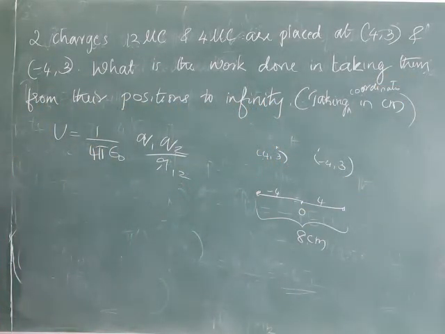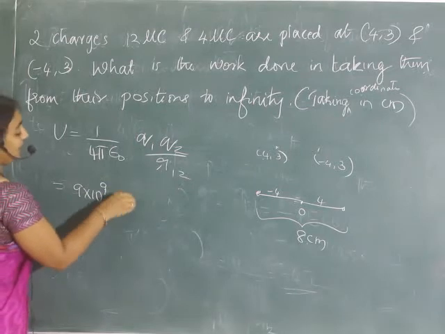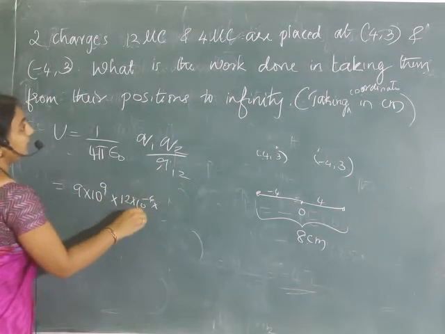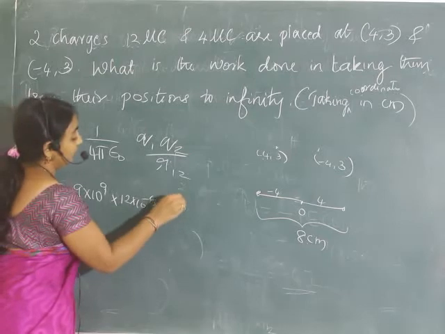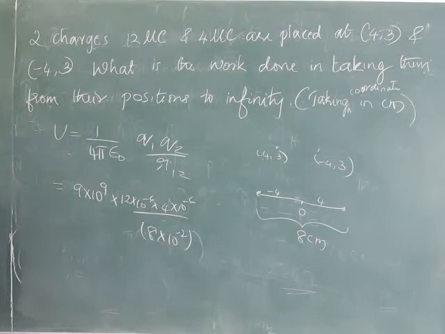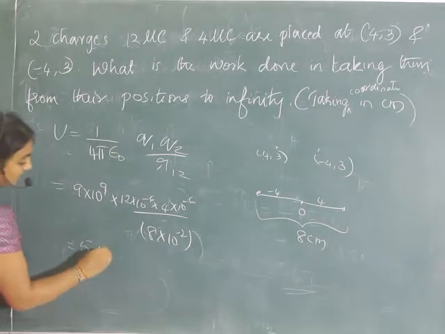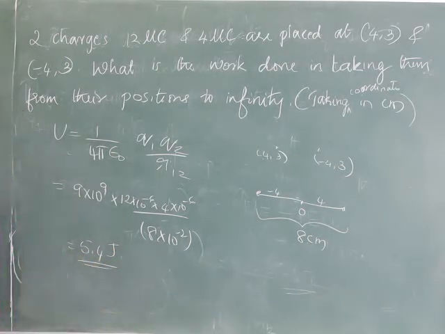So 8 centimeter. Now substitute 9 into 10 to the power 9 into 12 micro into 4 micro divided by 8 centimeter. What is the answer? We'll get it as 5.4 joules. Are you getting the same? 5.4 joules.